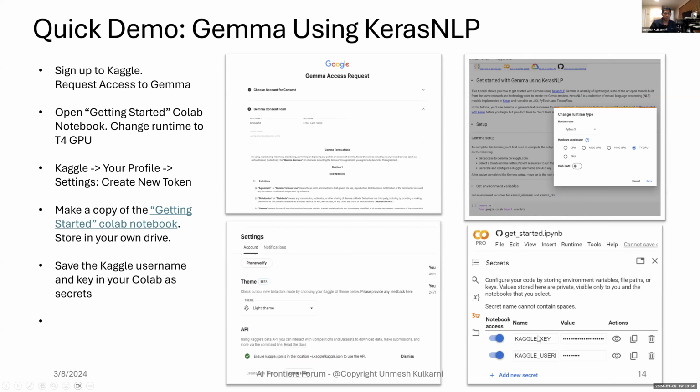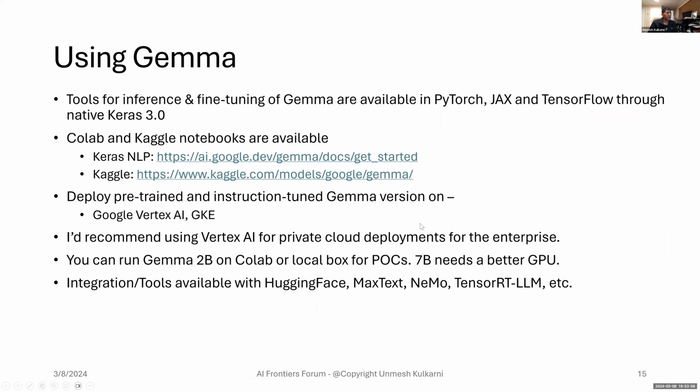On the right-hand side, bottom, you will see that the Kaggle key and the Kaggle username are the two variables you created. So very simple. There are multiple tools for inference and fine-tuning of Gemma. If we get time, maybe towards the end of the month or early next month, we can have a quick session on how to fine-tune Gemma and how to do it with Gemma-specific formatting of input-output. But suffice to say that you have access to Gemma with PyTorch, JAX, Google's own TensorFlow, and native Keras 3.0. You have Colab and Kaggle notebooks available.